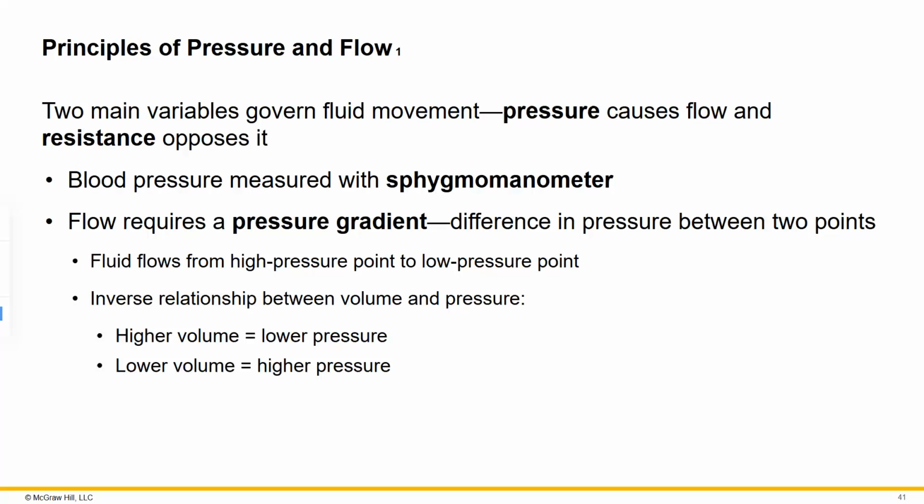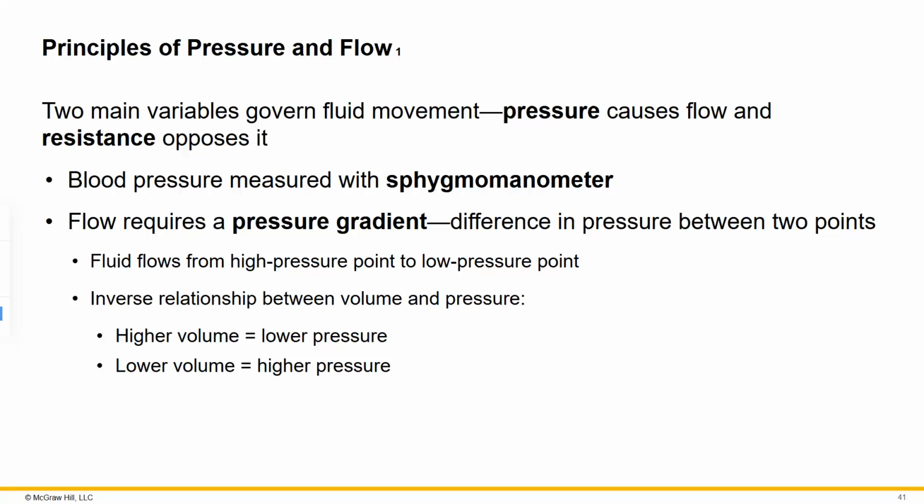So two main principles or variables govern fluid movement: pressure, which causes flow, and resistance, which opposes it. Blood pressure is measured with a sphygmomanometer. Flow requires a pressure gradient, a difference in pressure between two points. Fluid flows from a high pressure point to a low pressure point. There is an inverse relationship between volume and pressure. So the higher the volume, the lower the pressure. The lower the volume, the higher the pressure.